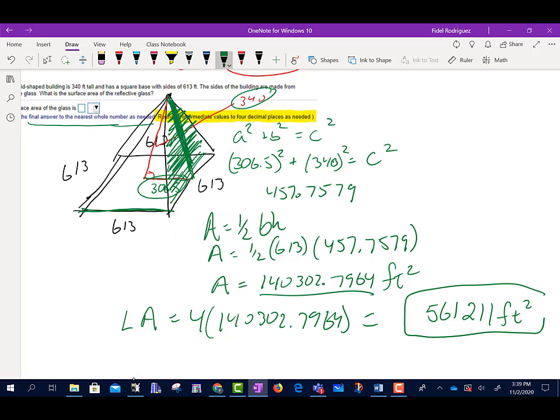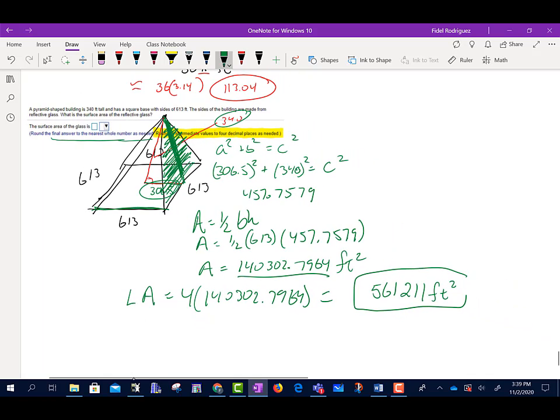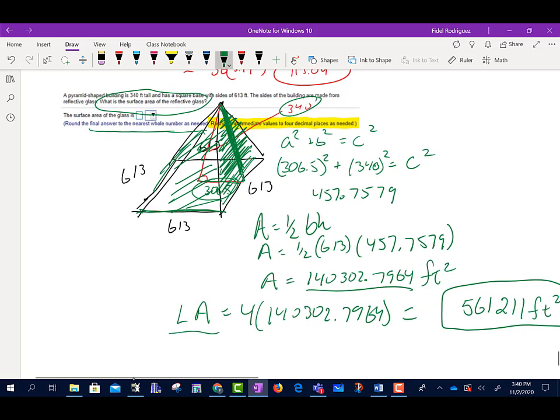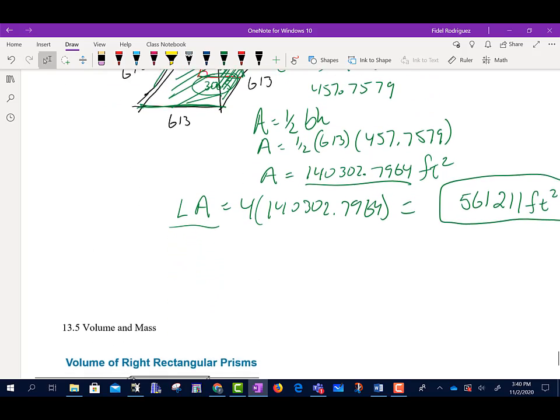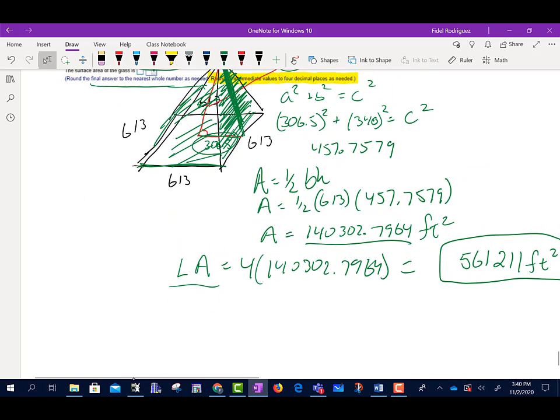Now, one thing I want to point out about this particular problem, it was asking me for the surface area of the reflective glass. Notice here how I wrote lateral area, because the glass is the sides. There's no glass on the floor, right? It's just the sides. So it was really a lateral area type problem. When you're doing this problem, just be careful, because it does say surface area, but it really is a lateral area type problem, all right? And that right there, guys, was 13.4.